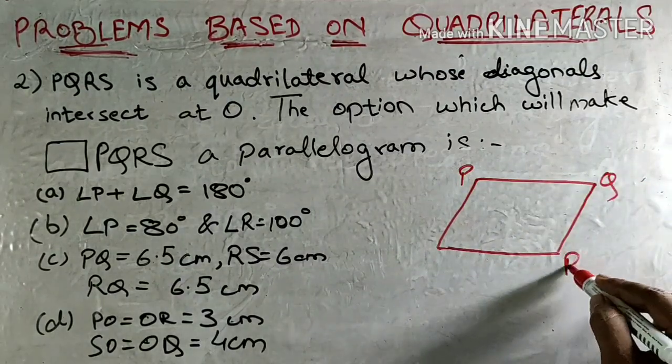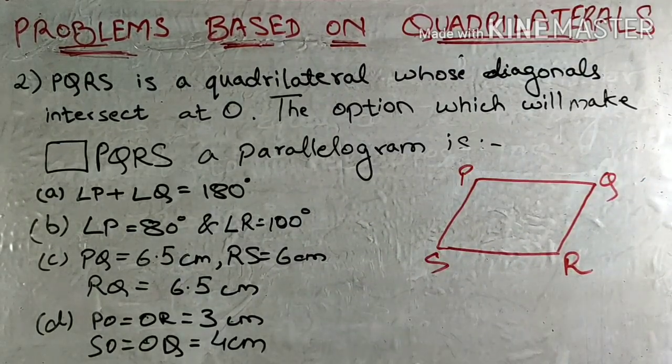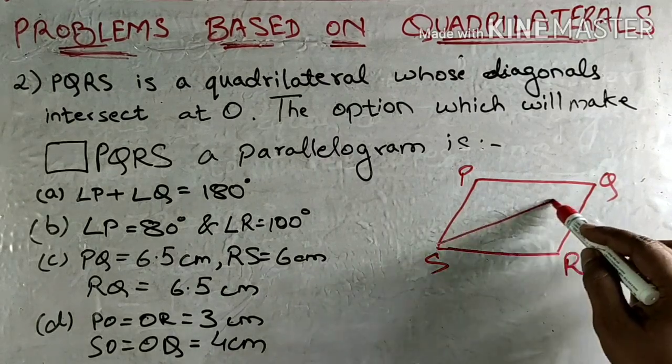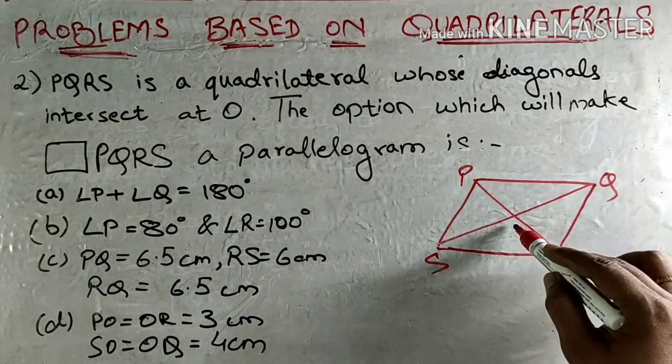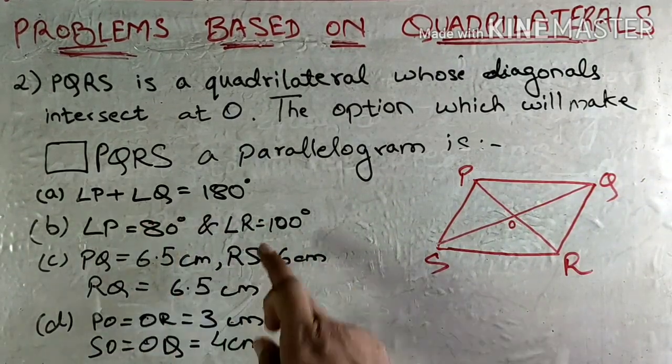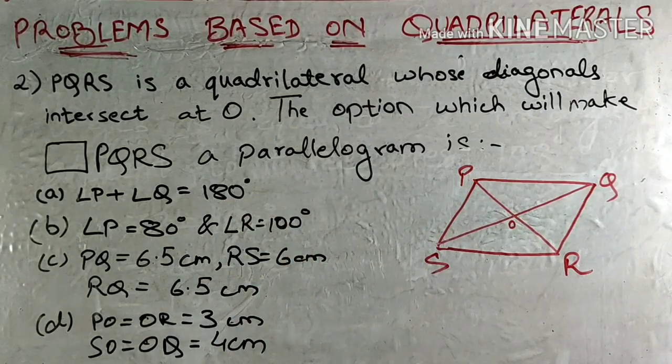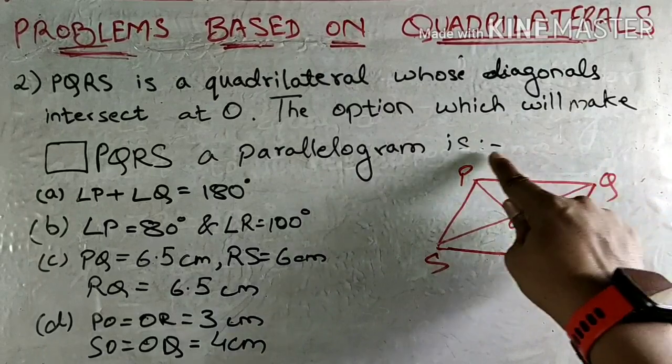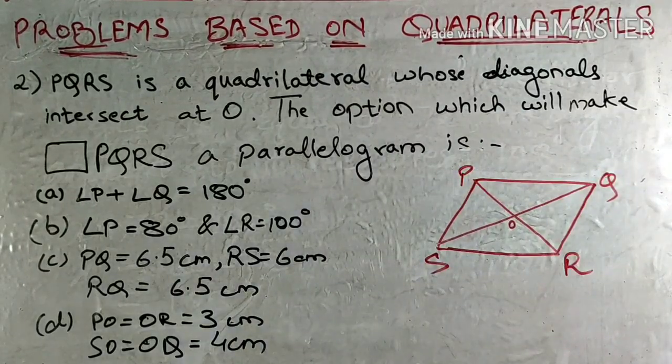P, Q, R, S, and the diagonals intersect at O. Now, if we have assumed that this is a parallelogram, which of the following properties should hold true for it? Angle P plus angle Q is equal to 180 degrees. Is that true? P plus Q are adjacent angles. And what is the property of a parallelogram related to the adjacent angles? That the adjacent angles are supplementary. That means the sum should be 180 degrees. So this point stands true.